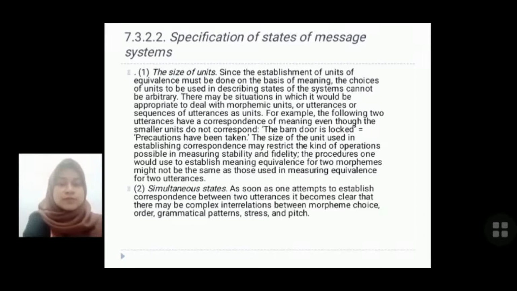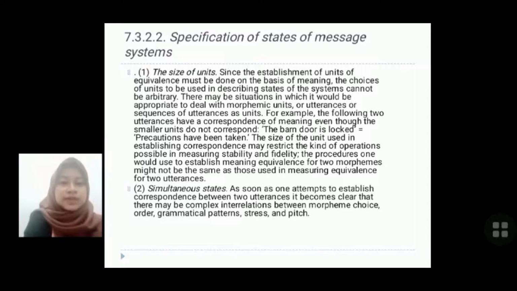Specification of states of message system. The size of units. Since the establishment of units of equivalence must be done on the basis of meaning, the choice of units to be used in describing states of the system can't be arbitrary. There might be situations in which it would be appropriate to deal with morphemic units or utterances or sequences of utterances as units. For example, the following two utterances have a correspondence of meaning even though the smaller units do not correspond. The barn door is locked.